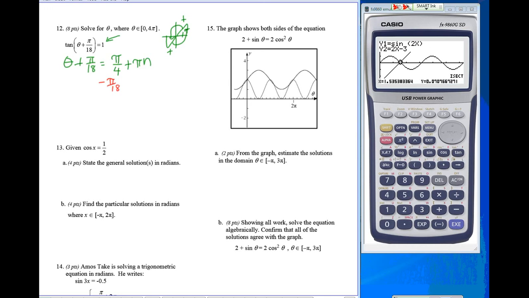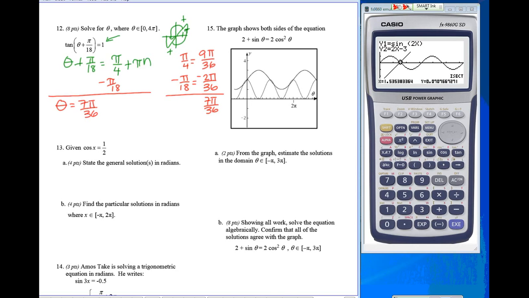So I'm going to have to figure out what is pi over 4 minus pi over 18. I need a common denominator to do that. It looks like 36 would be our common denominator. So pi over 4 would be 9/36, and I'm subtracting from that pi over 18, which would be 2/36. So 9/36 minus 2/36 is 7 pi over 36. So I have here theta is 7 pi over 36.